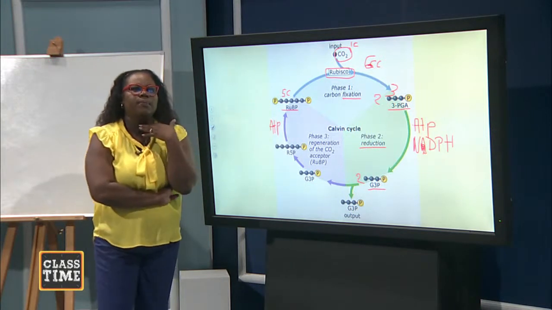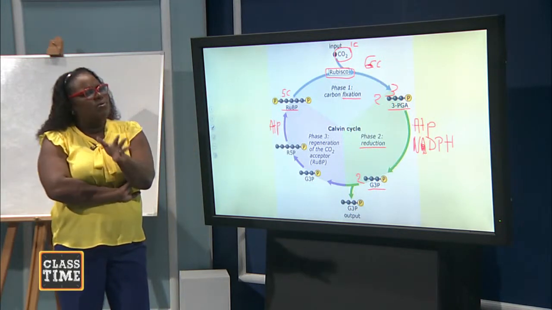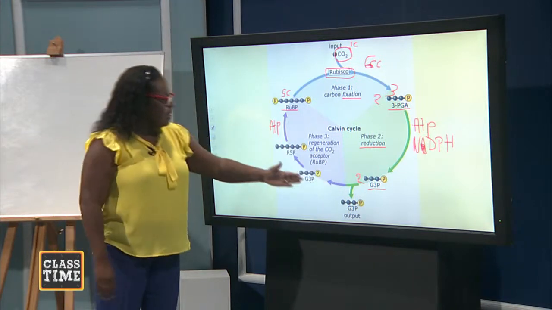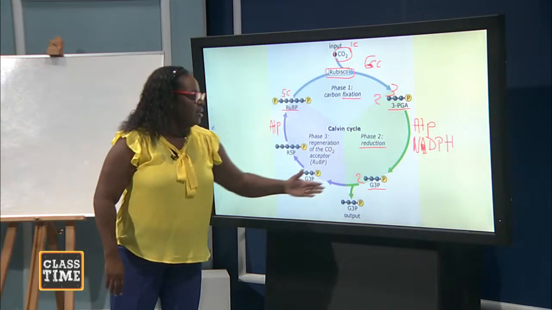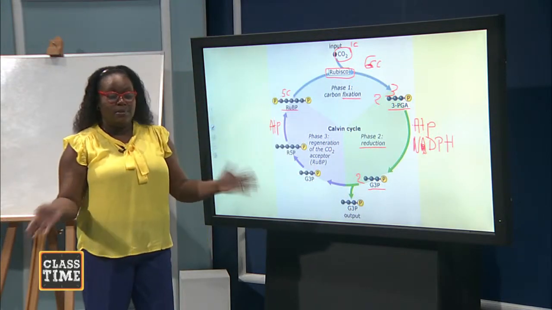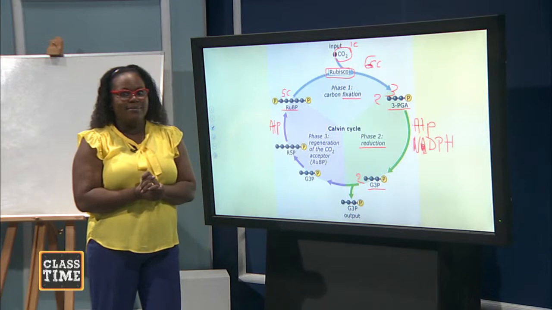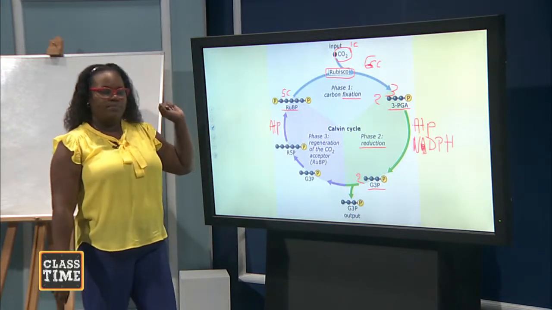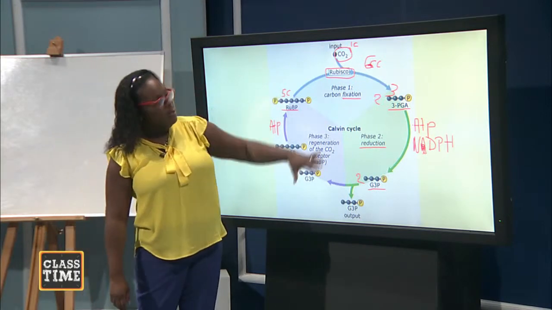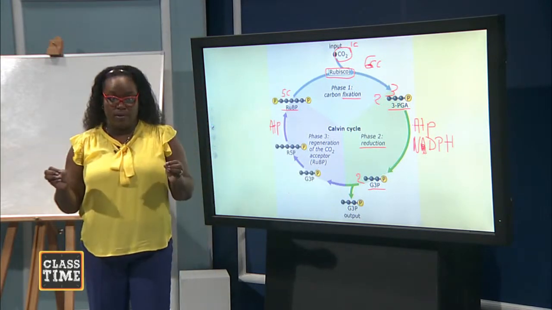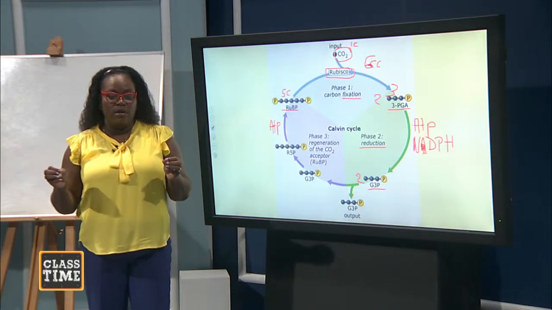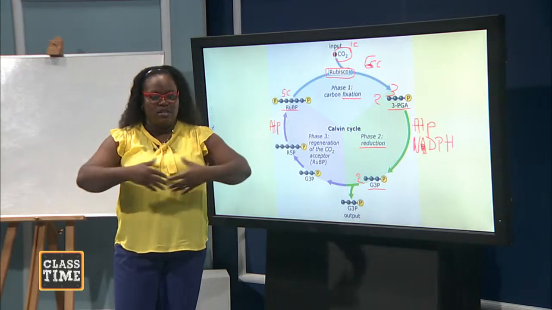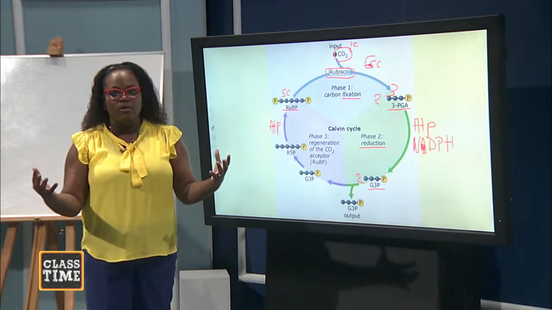But wait, we know that glucose needs to be made eventually. So how come all I'm talking about is just this cycle? You're still not hearing anything about glucose. Hold on, let me explain. What happens is this. This process is going on in the stroma of the chloroplast. And in the stroma, it's very free. It's just a gel-like space within the chloroplast.